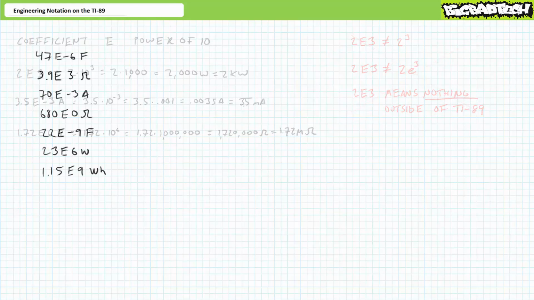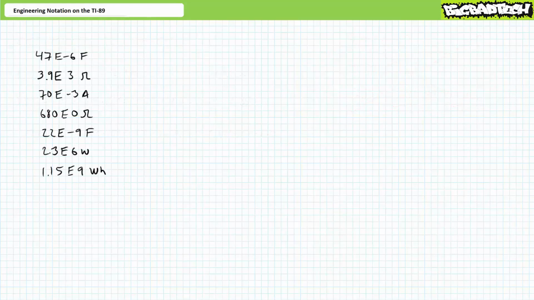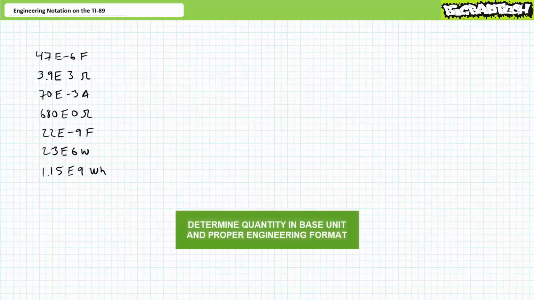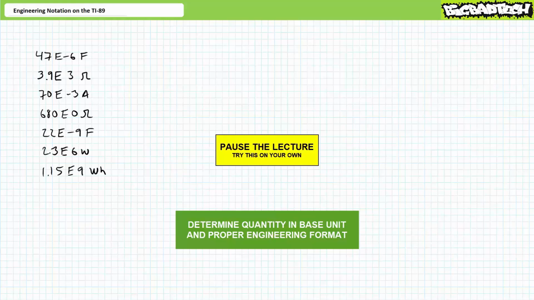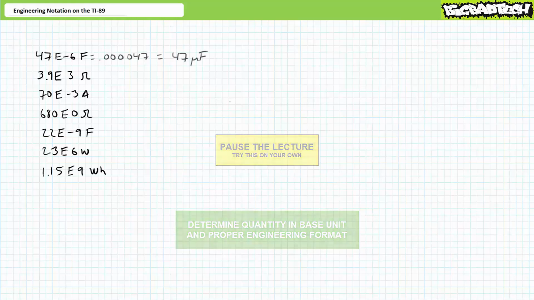Got it? Your turn. Given this batch of numbers as displayed on a TI-89 and their associated units, see if you can interpret the number in both base units and proper engineering format. Again, both base units and proper engineering format. By all means, pause the lecture and try this yourself. If you're tracking, you should have obtained the following values.